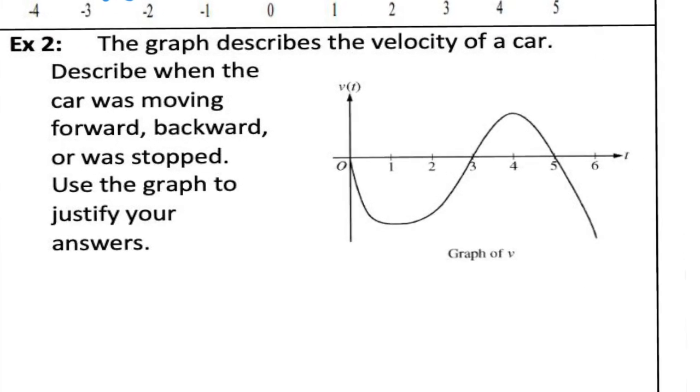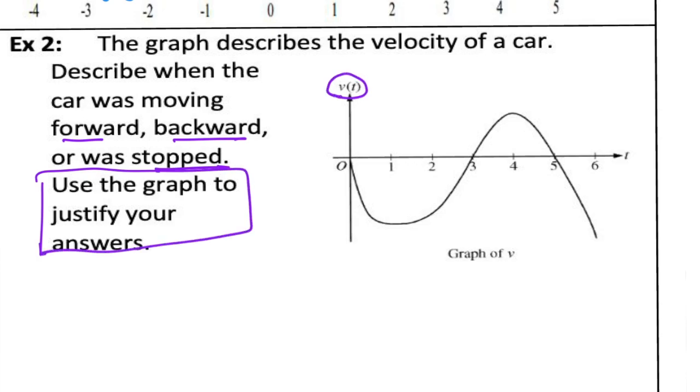For example 2, we're asked to describe when a car is moving forward, backwards, or stopped, and we're to use the graph to justify our answer. Make certain that you understand what the graph is describing. In this case, we're looking at a velocity graph. I need to know when the velocity is positive, negative, or 0. So I'm going to draw a number line to organize my information.